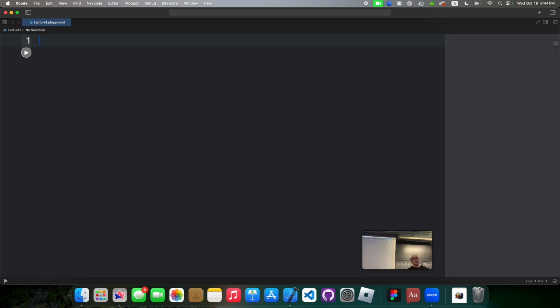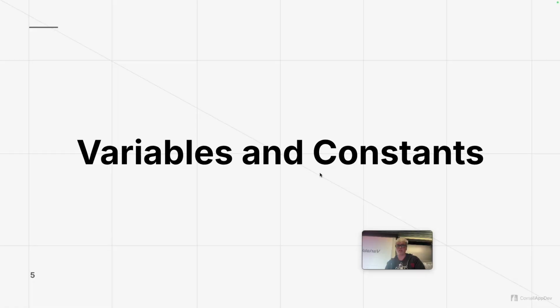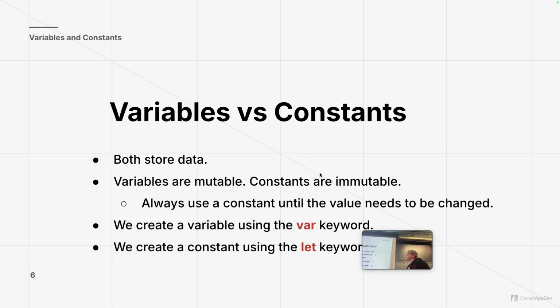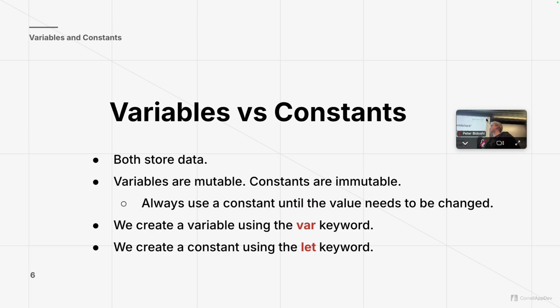So in Swift, you can store data in 2 different ways. You can store it either as a variable or as a constant. Let me go back to my slides real quick. This is probably easier to put up here. So, variables versus constants. Both of them store data, but variables are mutable. That means the data inside a variable can be changed. However, the data inside a constant cannot be changed. Once the constant is set, it's set. That's what's called immutable.